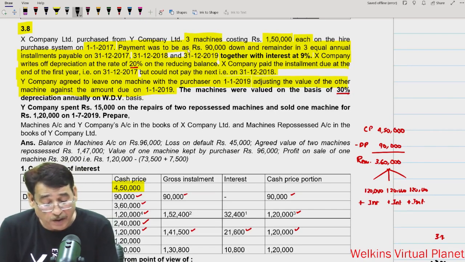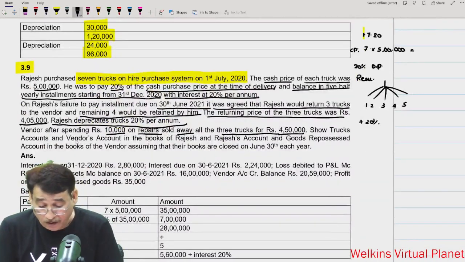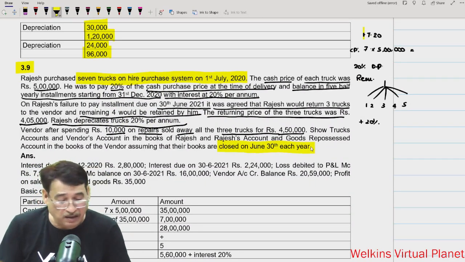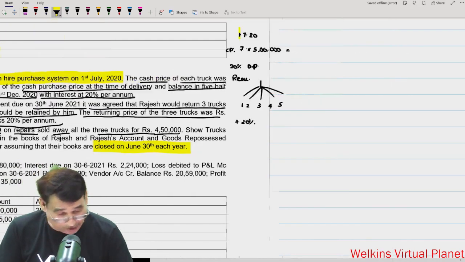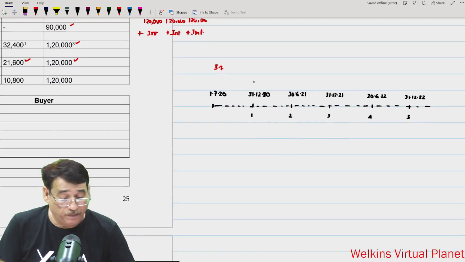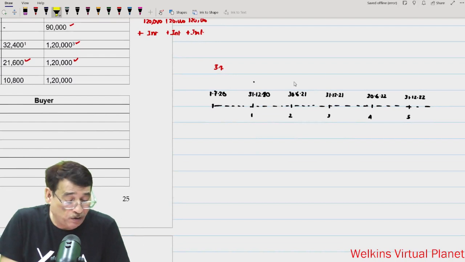Only thing given is that payment was to be 90,000 down and three annual installments of, which question? This is 3.8. 3.9. Right. In the last line, they have written that books are closed on 30th of June each year. Correct? This line is also given in this particular question. So I had a doubt, and that is why I thought better to go through the question. Anyway, our first accounting year will end here, no doubt about that.